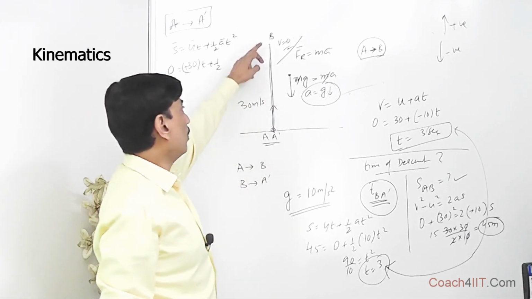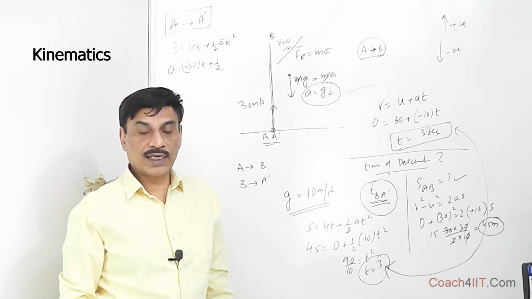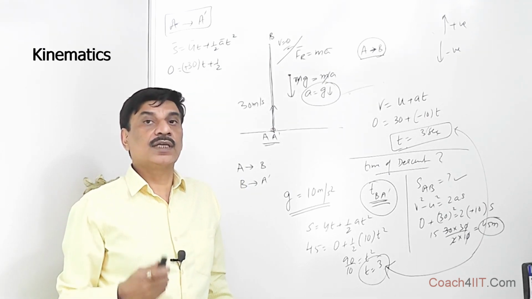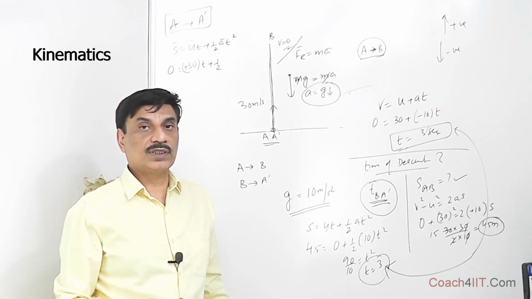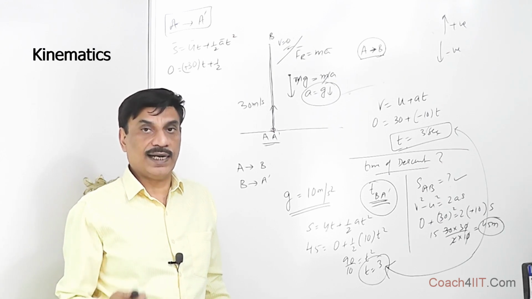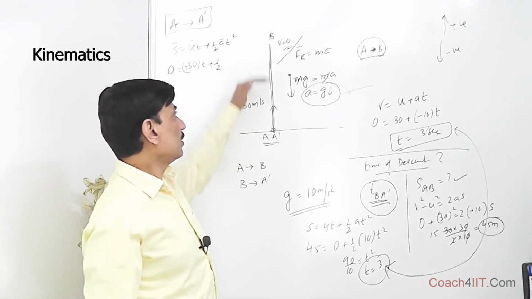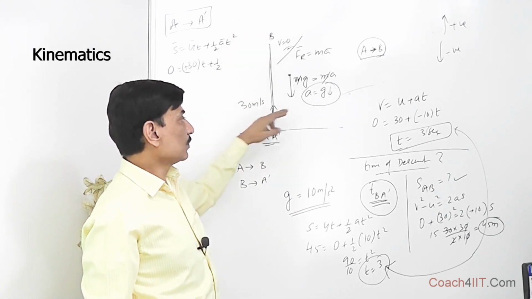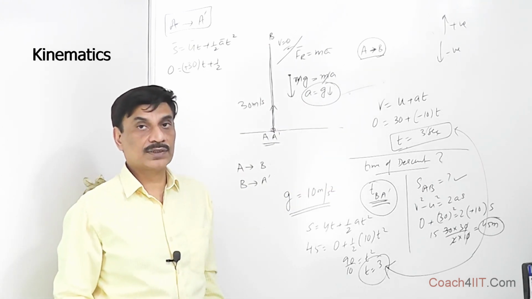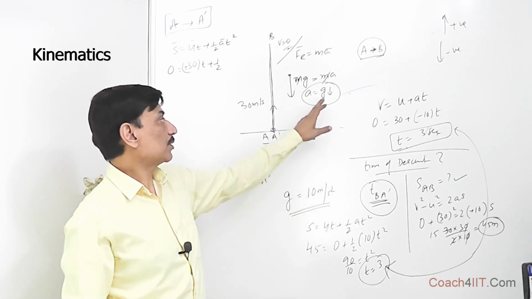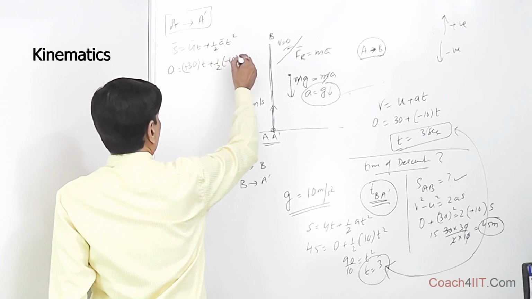And when the body is going from B to A dash, in the downward journey, obviously the velocity is increasing in the downward direction. And the direction of acceleration is the direction in which the velocity is increasing. So acceleration has to be in the downward direction and its value has to be 10 meter per second square. So whether the body is going up or coming down, the acceleration is g in the downward direction, and we are taking the vectors in the downward direction as negative. This acceleration vector is directed downwards, so that's why it has to be taken as minus 10 into t square.